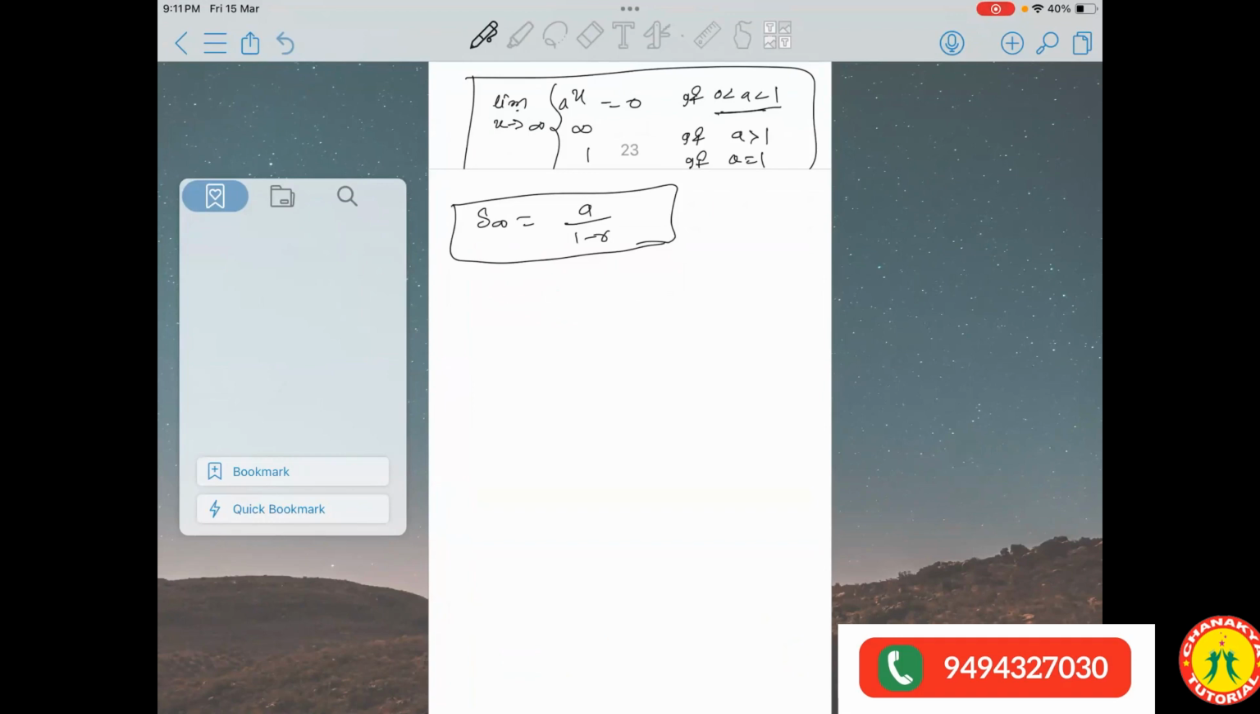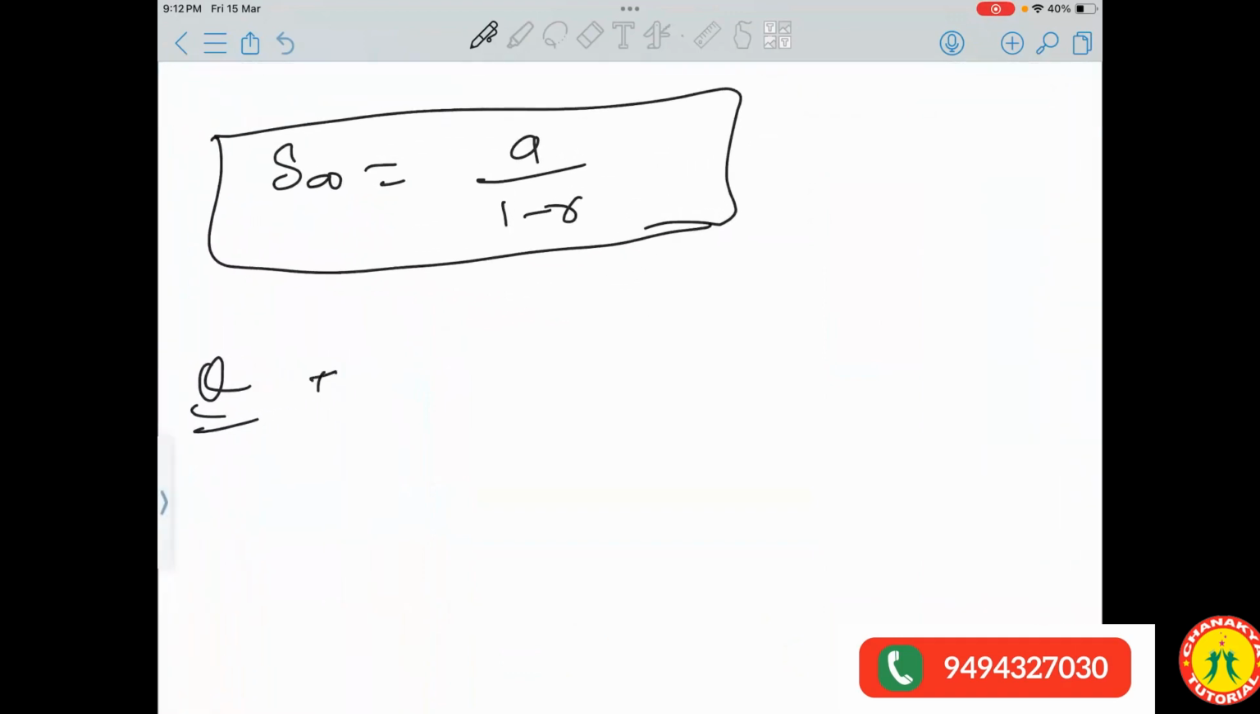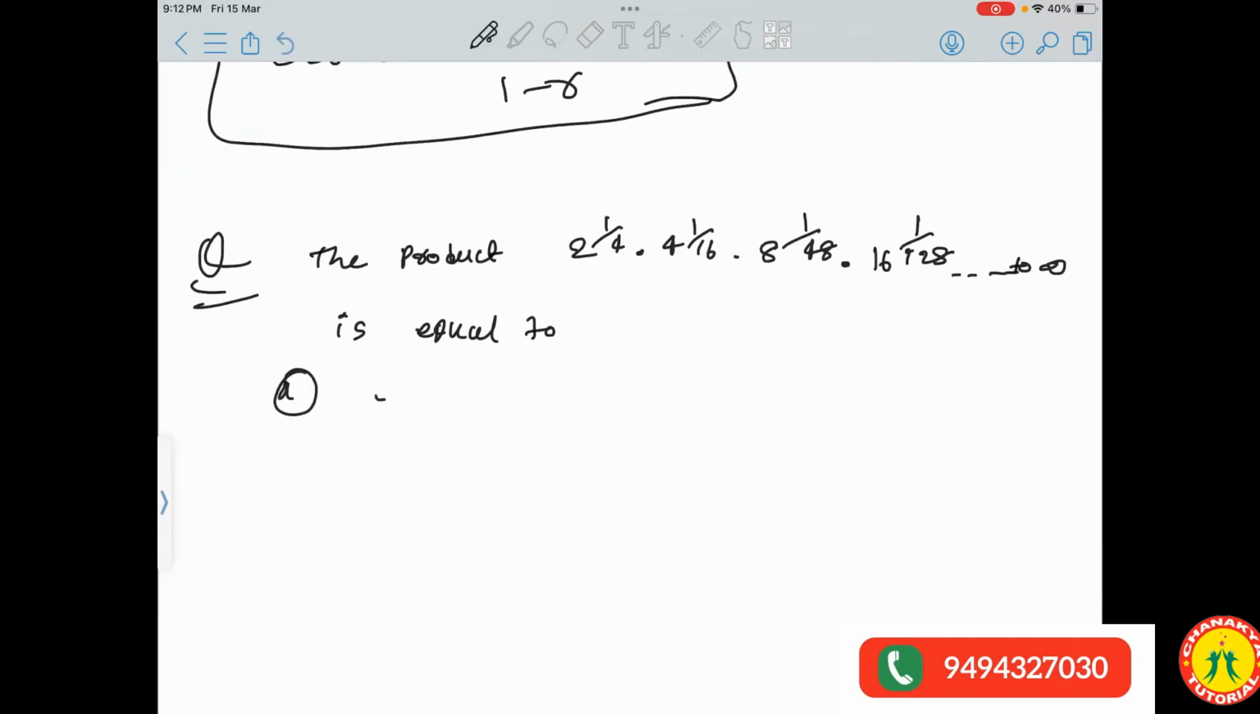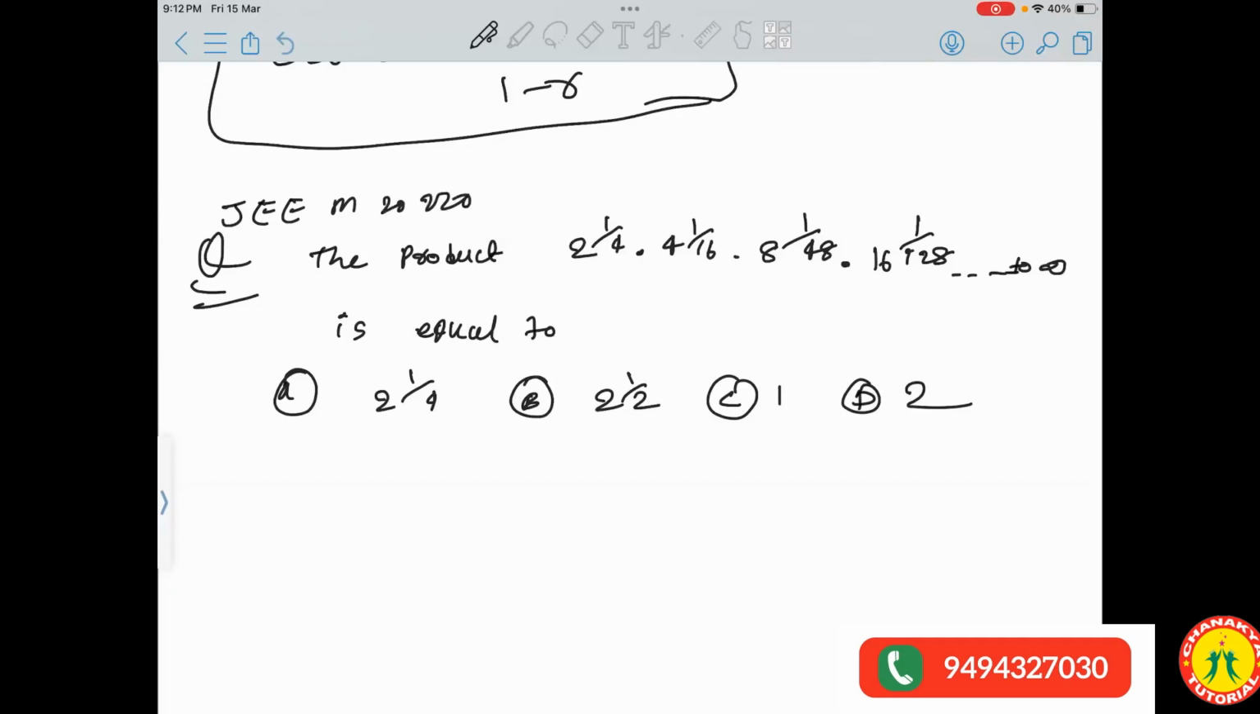I'm giving one question, a very good question. The question is: the product of 2 power 1 by 4, 4 power 1 by 16, 8 power 1 by 48, 16 power 1 by 128, dot dot up to infinity is equal to. Option A is 2 power 1 by 4, option B is 2 power 1 by 2, option C is 1, option D is 2. This is a JEE Main 2020 question.